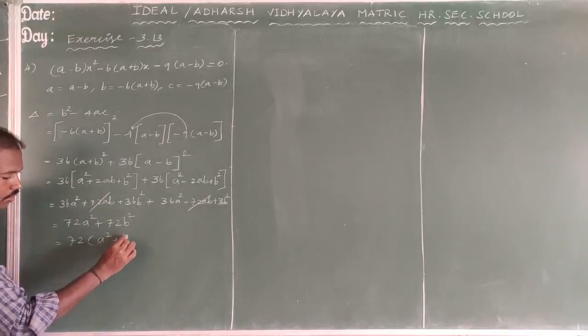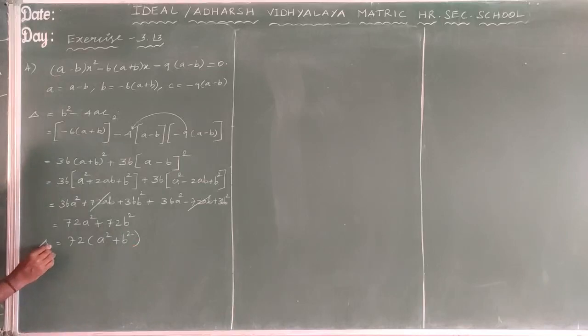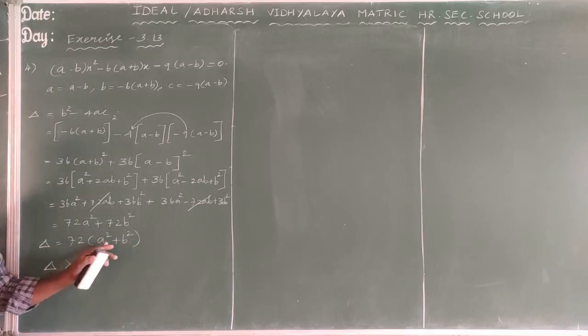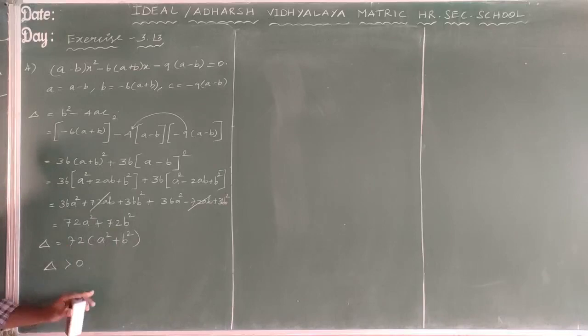Then 72 into b square. Here the discriminant is greater than 0 because 72 into a square plus b square, where a and b are real numbers. So the discriminant is greater than 0. Hence the roots are real and unequal.